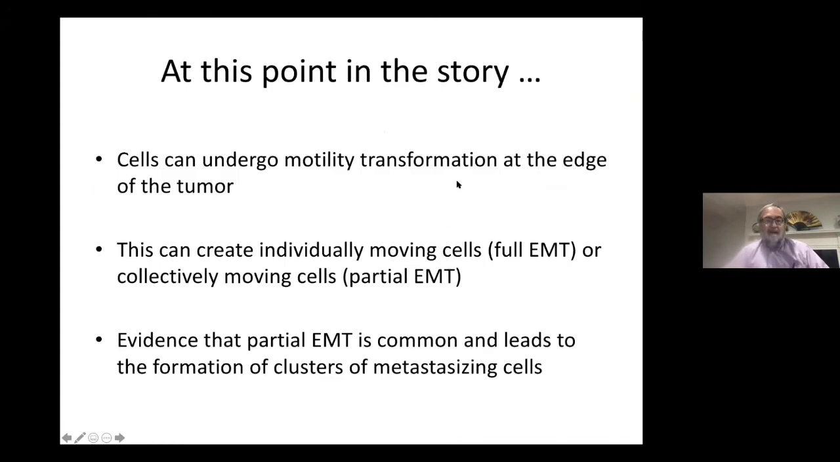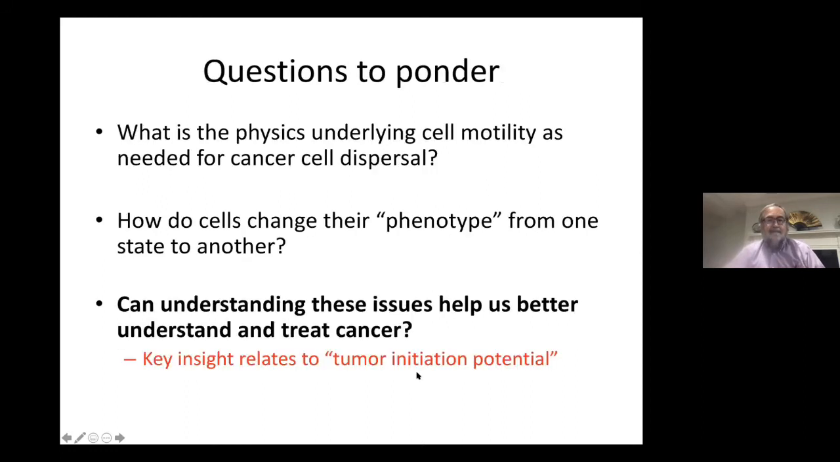So at this point of the story, with the circuits and dynamical systems that are giving rise to these phenotypic transitions, what we've seen so far is that cells do undergo motility transformations at the edge of the tumor. You can see that experimentally in a number of different systems. You can see that in terms of the properties of the single cells and the signals that they're receiving in the human microenvironment. Depending on the circumstance, this might create individual moving cells, full EMT, or collectively moving cells, partial EMT, and evidence is increasing that partial EMT is not a rare occurrence. It's actually common, maybe even more common than full EMT, and leads to formation of clusters of these metastasizing cells rather than individual cells. Okay, so that brings us to the last part of the talk, which is, so what?